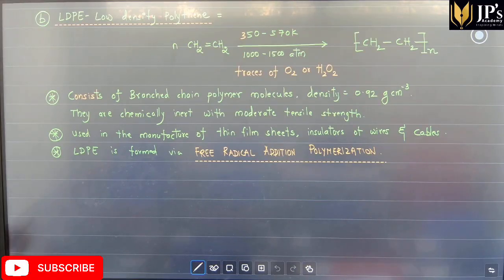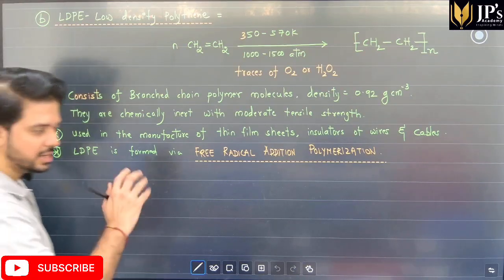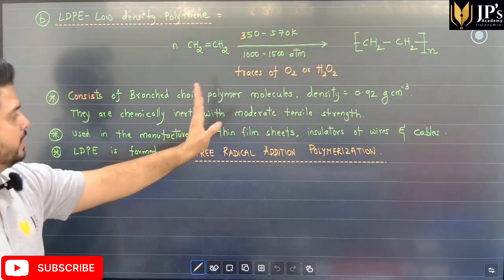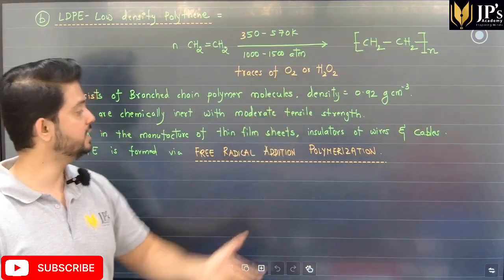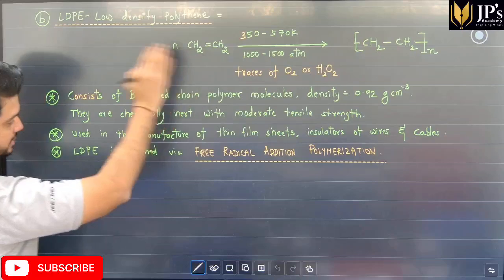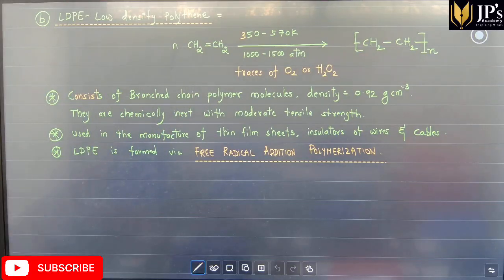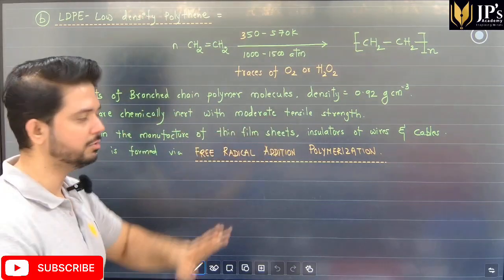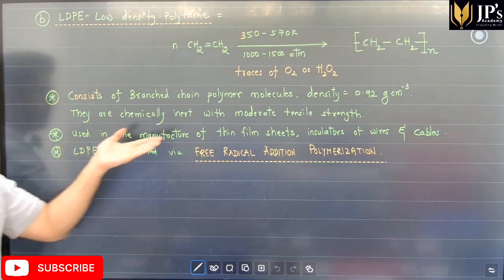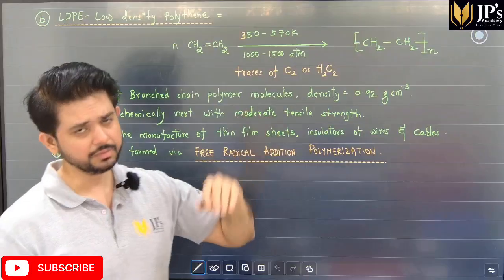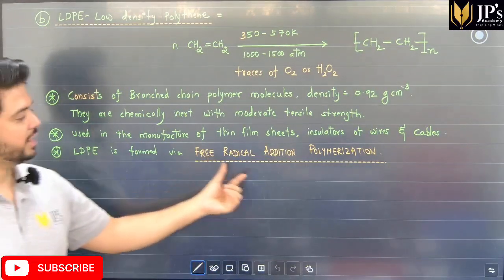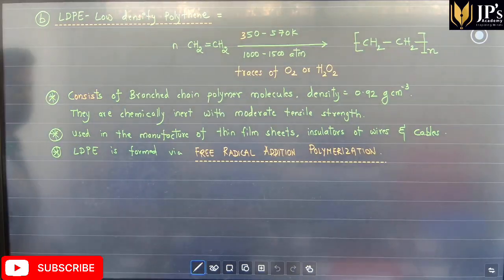On the other hand, for LDPE, or low density polythene, the polymerization process remains the same. Please remember the conditions. Here, traces of O2 or H2O2 are the initiator. This consists of branch chain polymer molecules having lower density compared to HDPE. They are chemically inert with moderate tensile strength and used in the manufacture of thin film sheets, insulators of wires and cables. LDPE is formed via free radical addition polymerization.